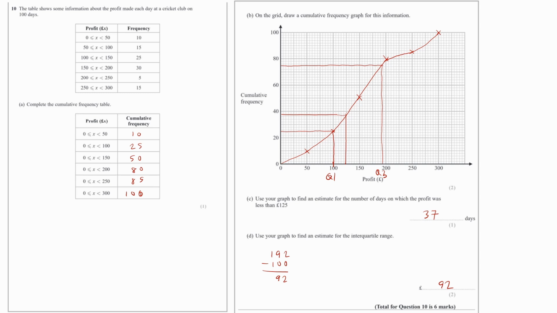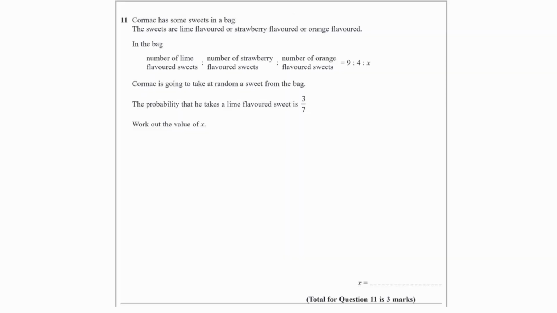£92. Right, Cormac has some sweets in a bag. The sweets are lime flavoured, strawberry flavoured, or orange flavoured. In the bag, the number of lime to strawberry to orange is 9 to 4 to X.